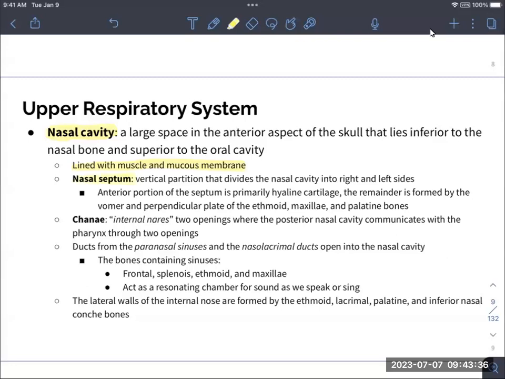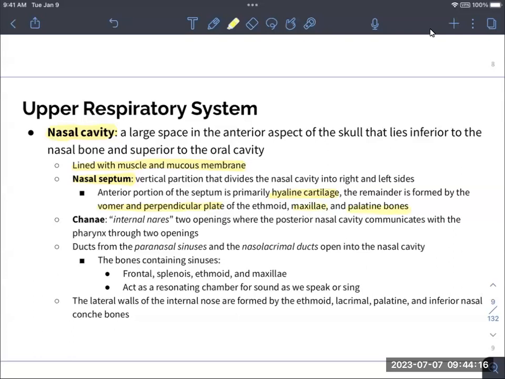So as I mentioned, that septum is going to give us that right and that left side. The front part is that hyaline cartilage. The posterior part, the inside of your nose, inside of the skull, the rest of your nasal septum is created by the vomer and the perpendicular plate that comes down off the ethmoid bone. We even have the maxilla that provides that lateral portion and the palatine bone that provides that posterior part.